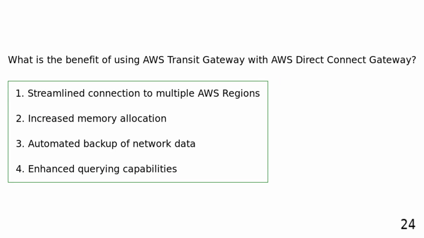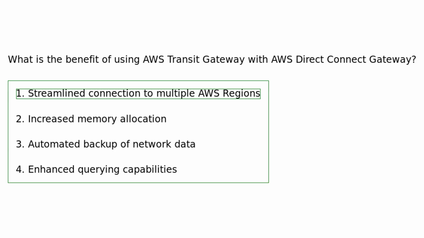What is the benefit of using AWS Transit Gateway with AWS Direct Connect Gateway? Streamlined connection to multiple AWS regions. Increased memory allocation. Automated backup of network data. Enhanced querying capabilities. AWS Transit Gateway offers the benefit of a streamlined connection to multiple AWS regions when used in conjunction with AWS Direct Connect Gateway, allowing for efficient and secure connectivity across different regions.